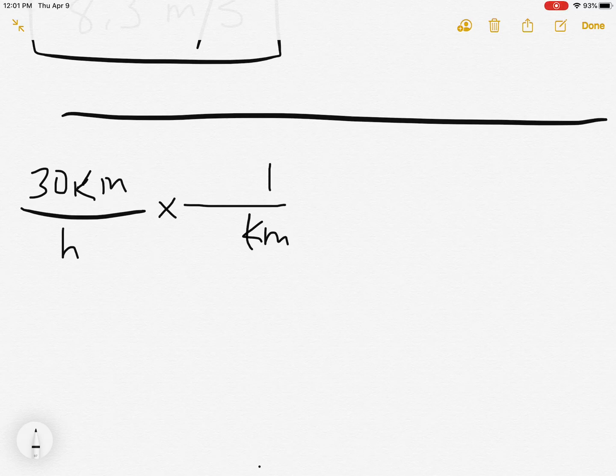Okay, and I put the hours on top. Sorry, not the hours, the meters on top. And I put the 1,000 meters, because that's the same as 1 kilometer.